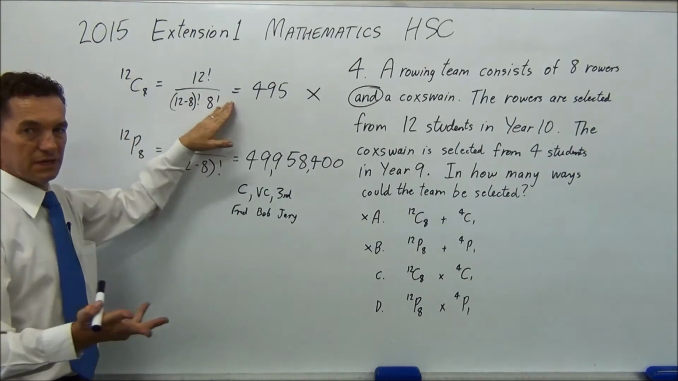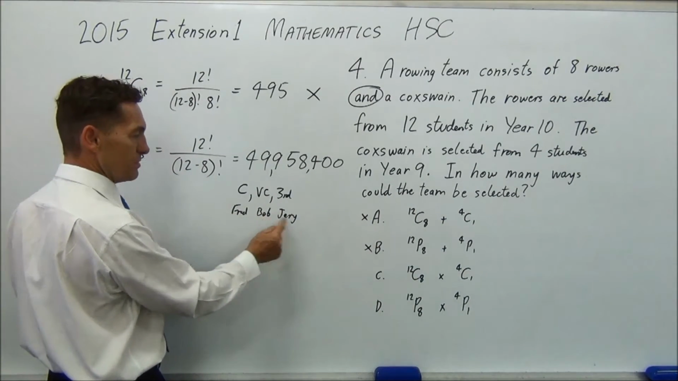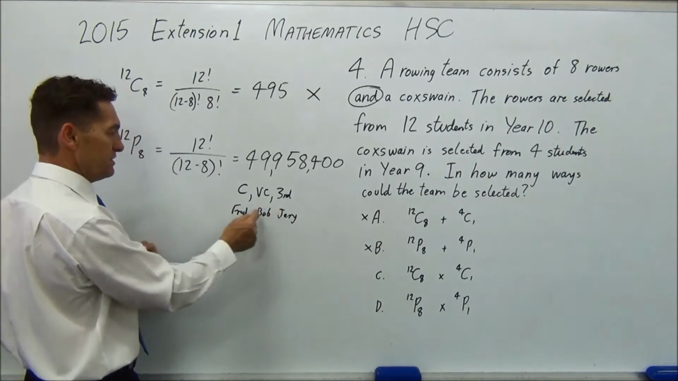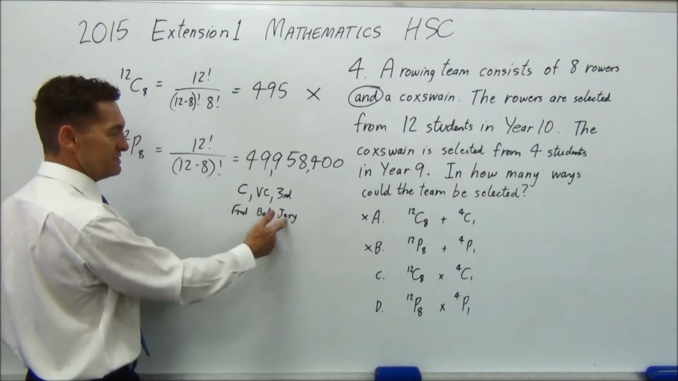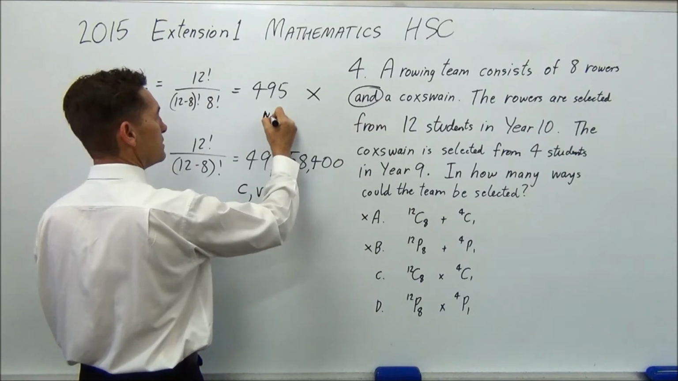This one, you don't care, because it's a team. So whether I pick Fred, then Bob, then Jerry, it's the same as if I pick Jerry, then Bob, then Fred, or Bob, then Fred, then Jerry, etc., etc. So this one, there's no order.